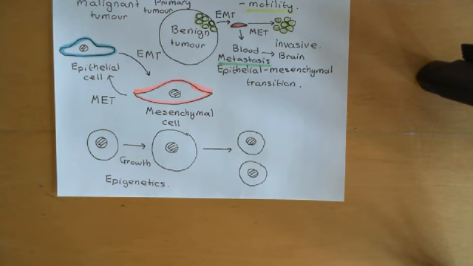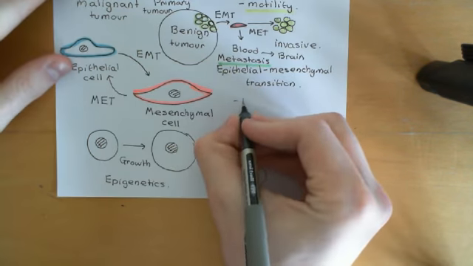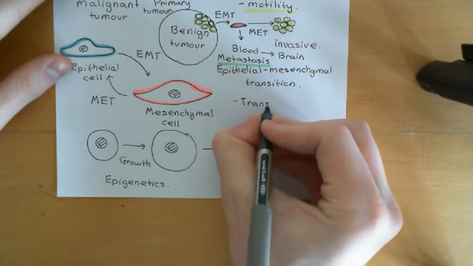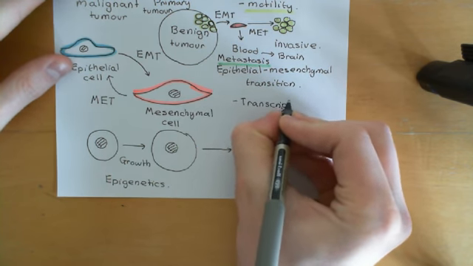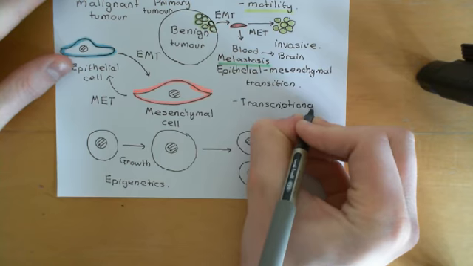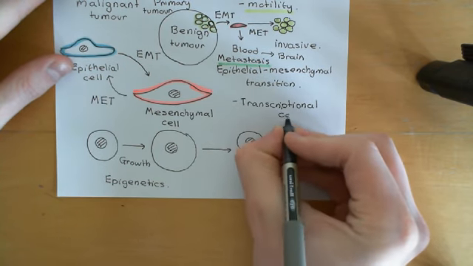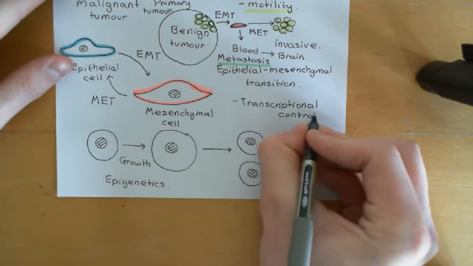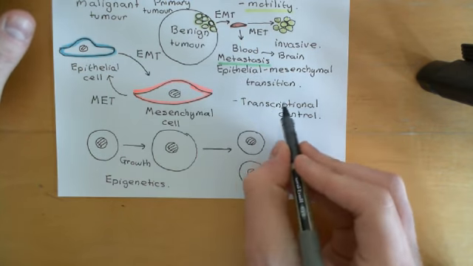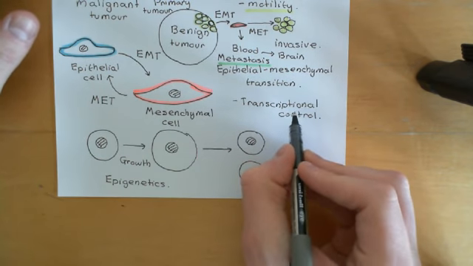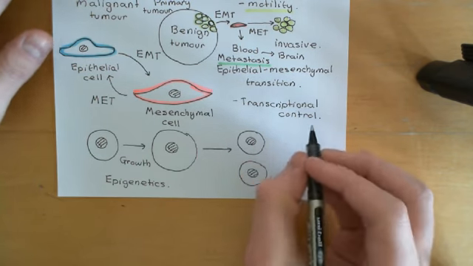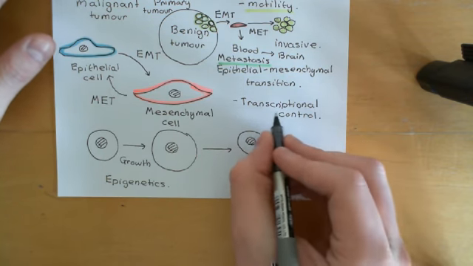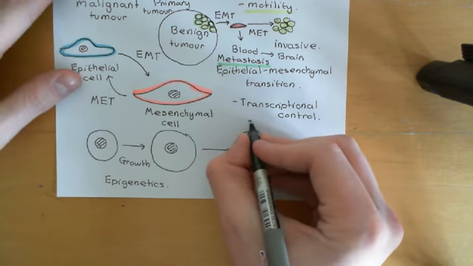So the first line of control is that you need to change which genes are actually being transcribed. We can call that transcriptional control. You need to change which genes are going to be transcribed to cause this epigenetic shift. The PI3 kinase AKT mTOR pathway is not going to change transcriptional control. There are other pathways that you need to activate in order to change transcriptional control.